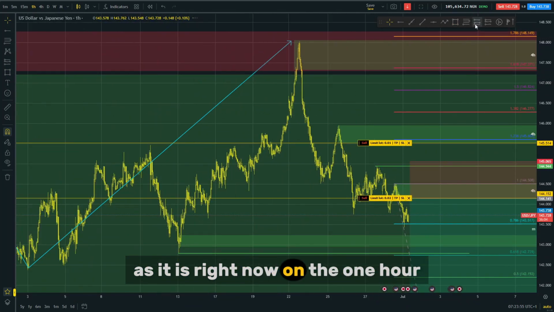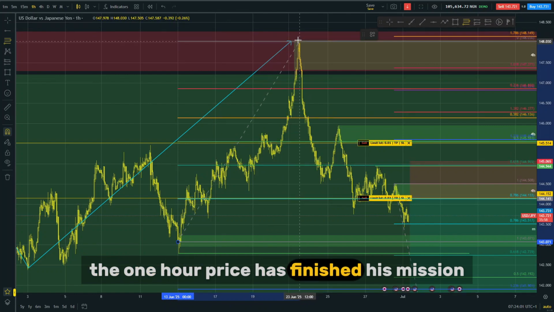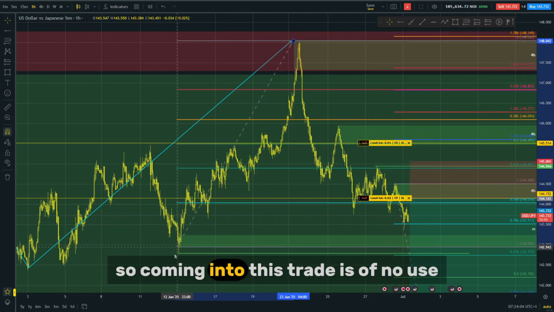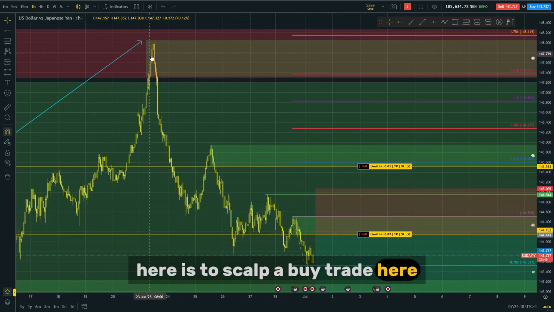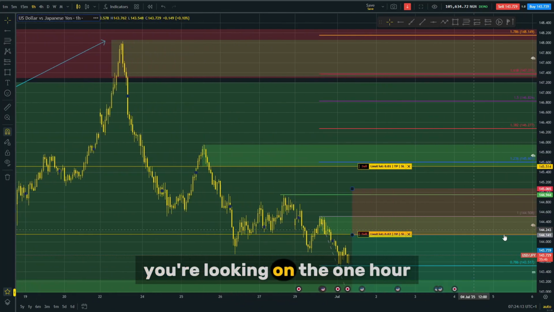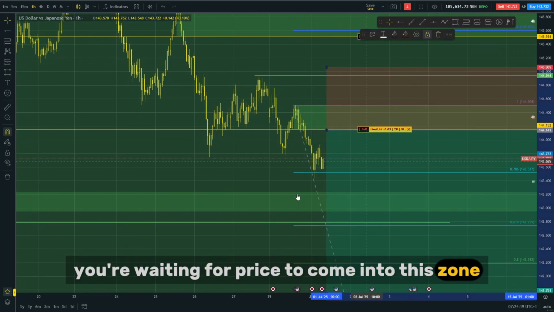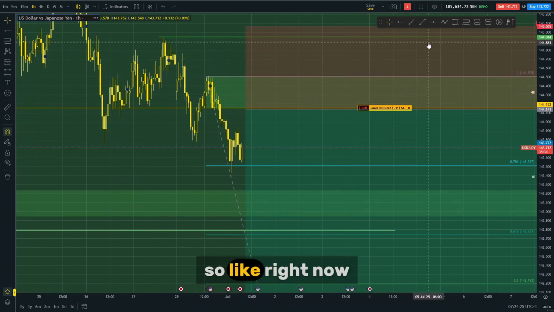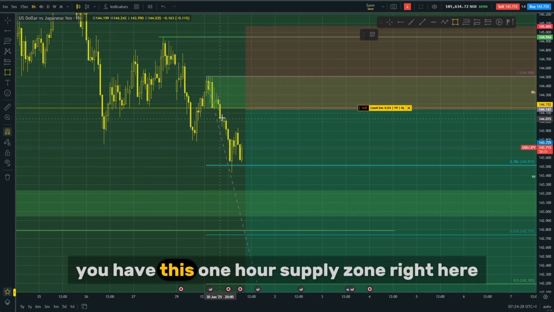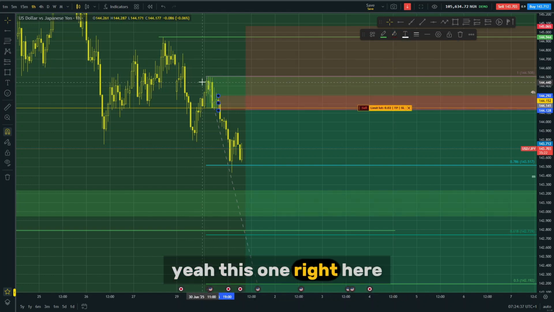As it is right now, on the 1 hour, price has finished its mission. So coming into this trade is of no use. The only thing you can do here is to scalp a buy trade. And what is the buy trade you are looking for? On the 1 hour, you are waiting for price to come into this zone, and then you're looking for 1 hour supply zones. So like right now you have this 1 hour supply zone right here. Yeah, this one right here.